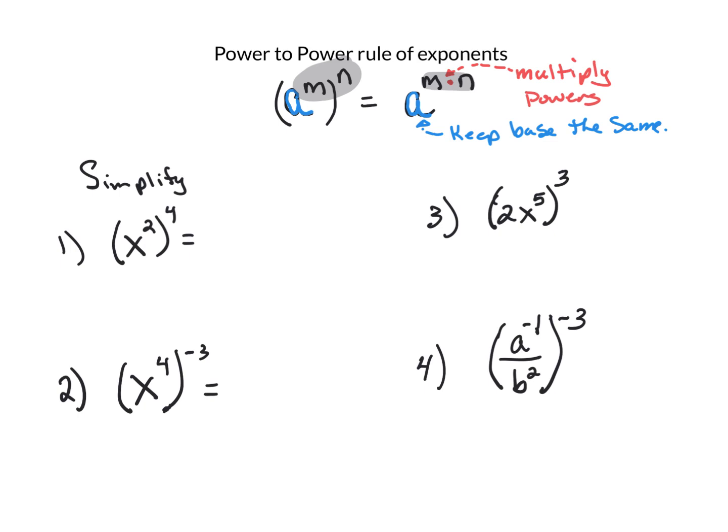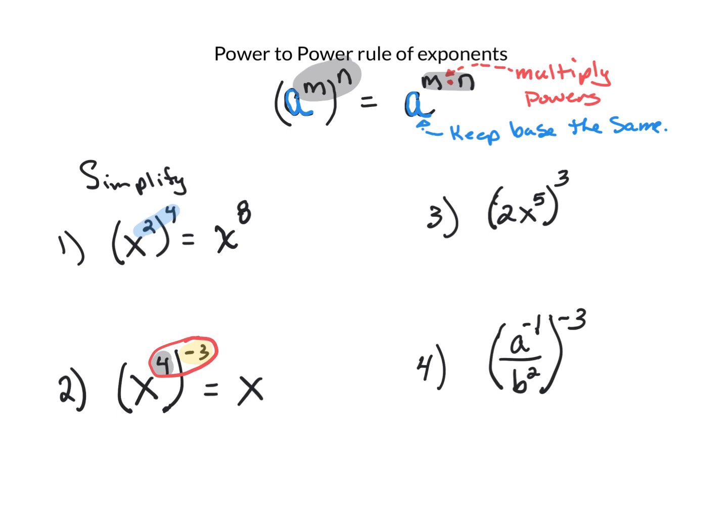So here we have a power to a power, so we just need to multiply the powers together. The base stays the same, so the base is x, and then 2 times 4 is 8. That's it. Power to a power, you multiply. So here we go, number 2, power to a power. So you have a power that is raised to another power. So all you have to do is multiply the exponents, keeping the base the same.